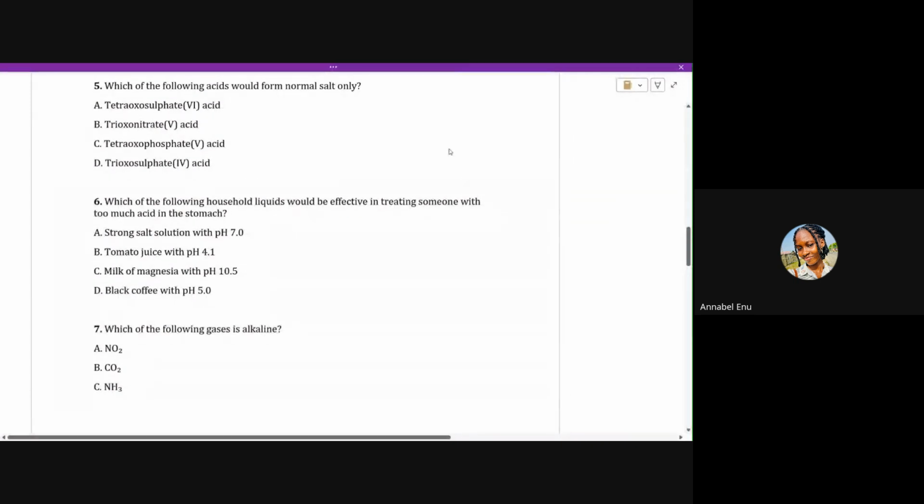So what do you think? A strong salt solution? I know some of you, when you are having some of all these problems, you go and take salt in water, mix salt inside water and drink.